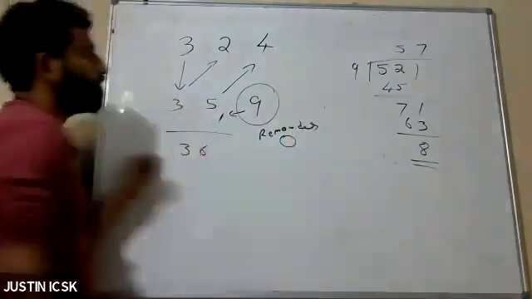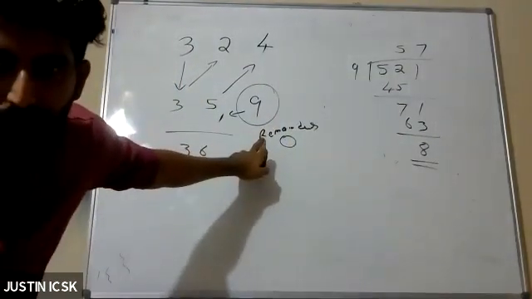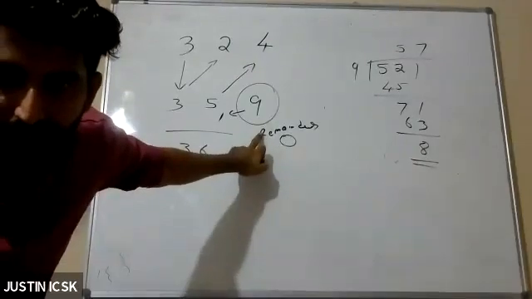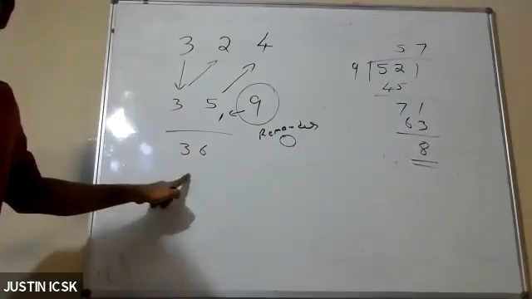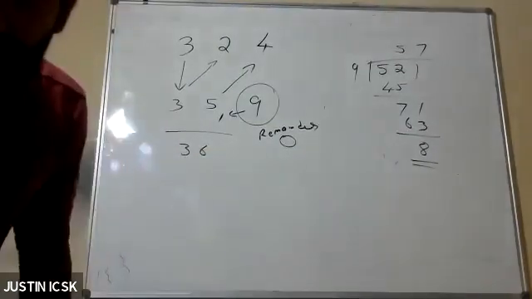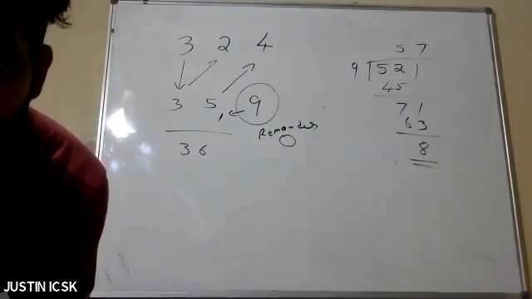Here the remainder is 0, because exactly 9 is coming. Just take that as 1. 9 will go in one time, right? So the answer will come 36 and the remainder is 0.